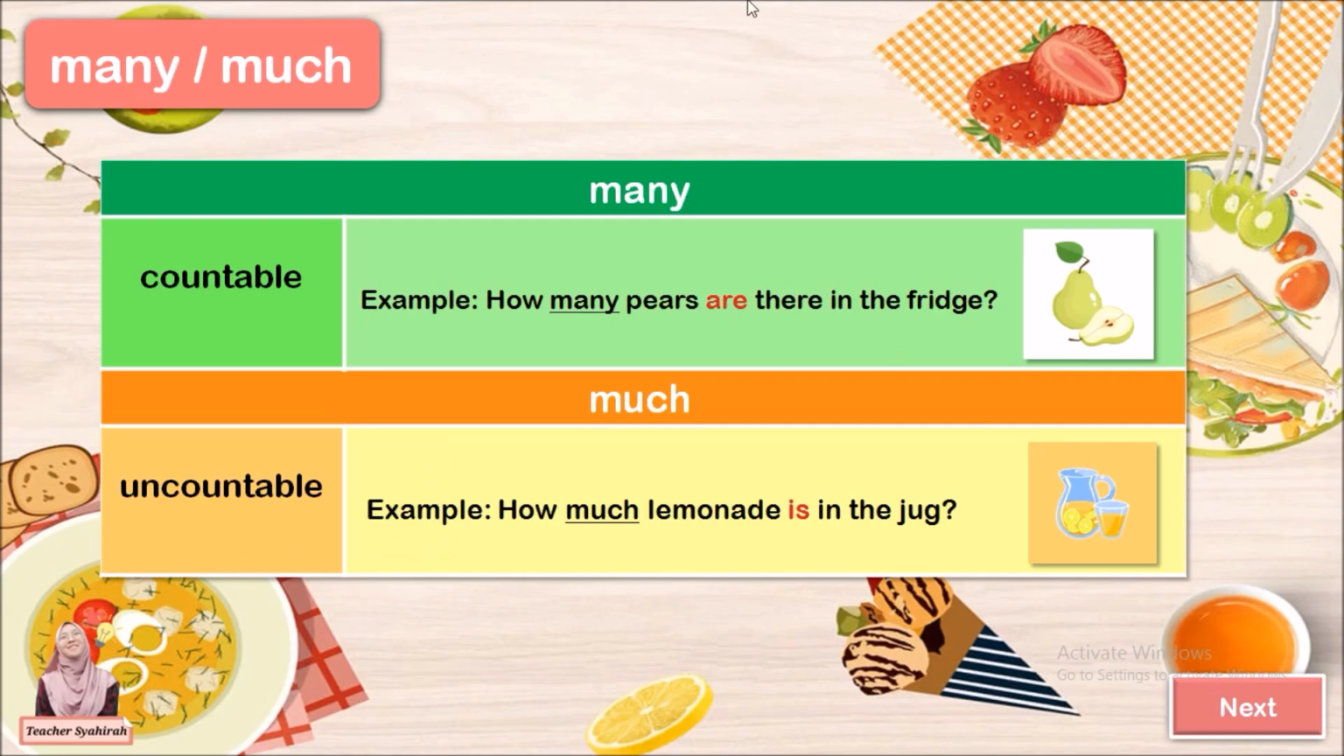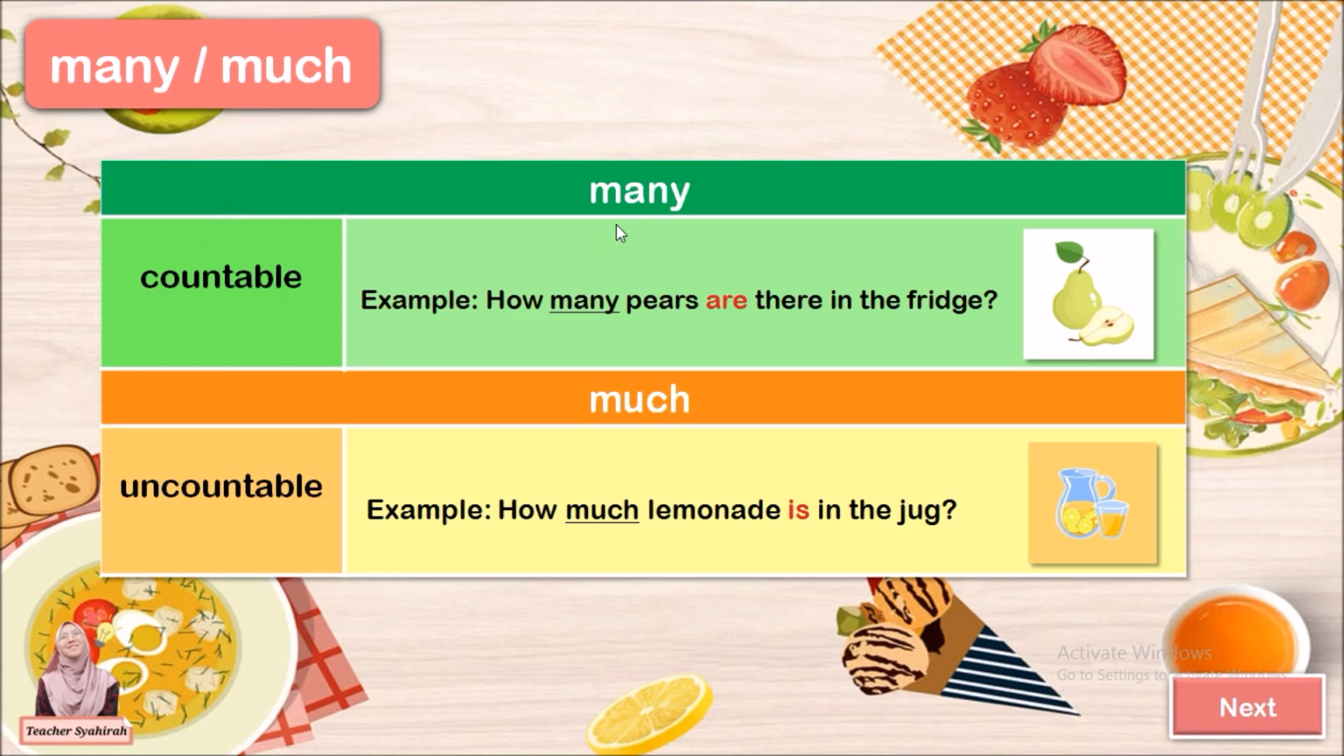Alright, so let's move on to the next one. Okay, this is the grammar that we're going to learn. The usage of many and much. Okay, when do we use many? When do we use much? Bila kita guna many, bila kita guna much. Okay, do you still remember countable and uncountable? Countable is something that we can count. Benda yang kita boleh kira, it is countable. And then uncountable untuk benda yang kita tak boleh kira. So, kalau uncountable means tak boleh kira, countable means boleh kira.